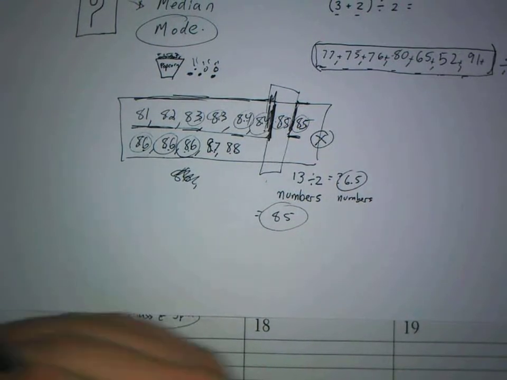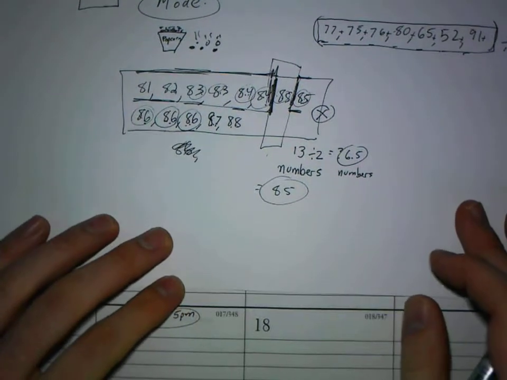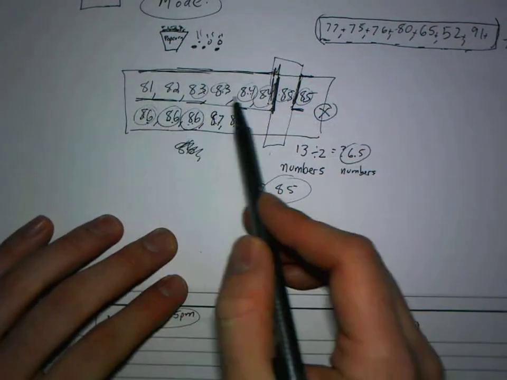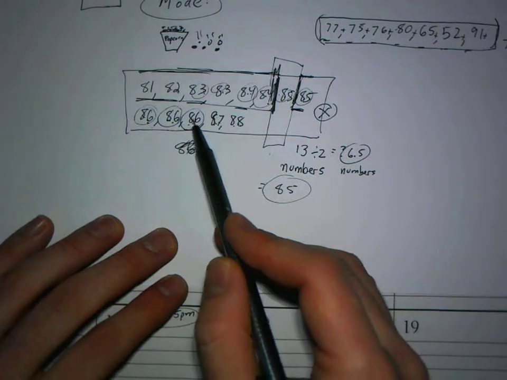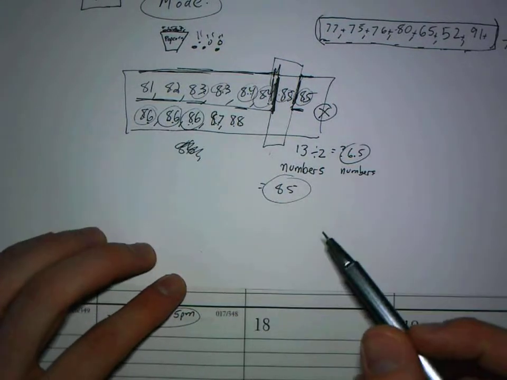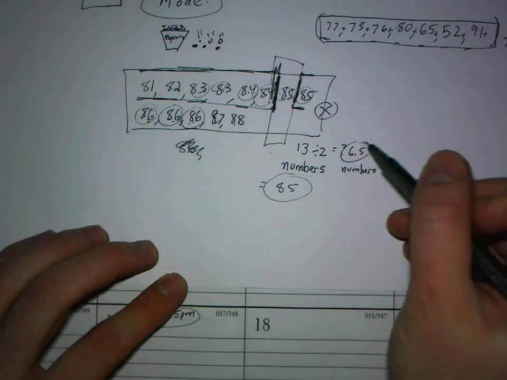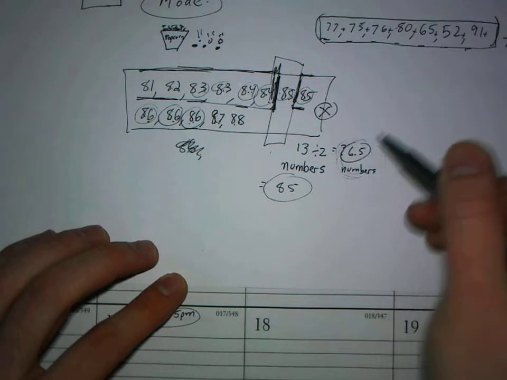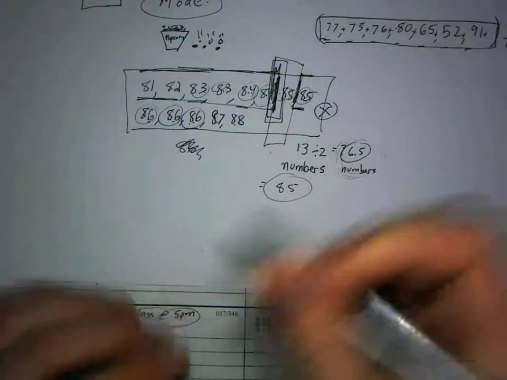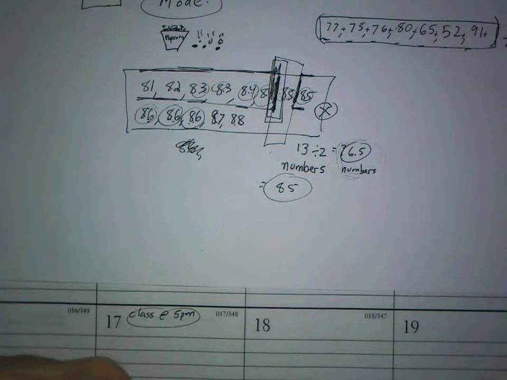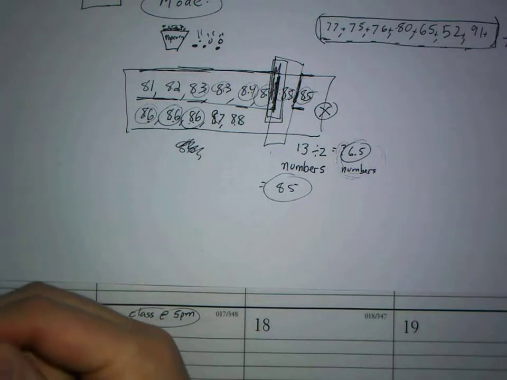There's another mathematical way of doing it. If you have your numbers here, 81, 82, 83, 83, 84, 84, 85, 85, 86, 86, 86, 87, 88, all you have to do is we know that the median is at 6.5, which was right here. When that happens, you could do like Barry just said.